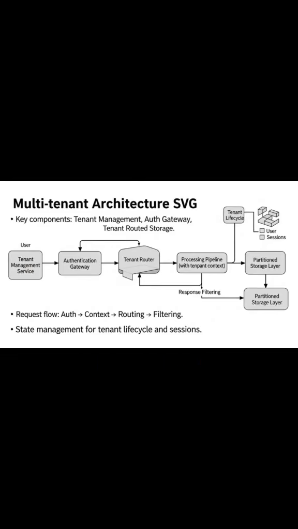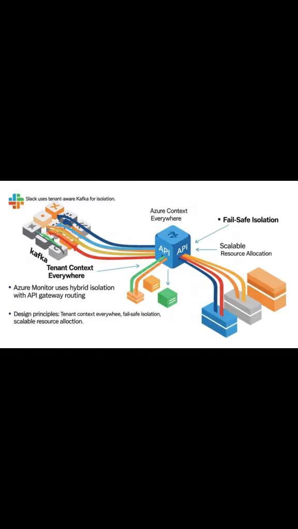Let's look at some real-world examples. Consider Slack's multi-tenant architecture, which processes logs for millions of workspaces. They achieve tenant isolation by using tenant-aware Kafka topics, where each workspace or tenant gets dedicated topic partitions. This ingenious approach ensures message isolation while allowing them to share the underlying Kafka infrastructure efficiently.